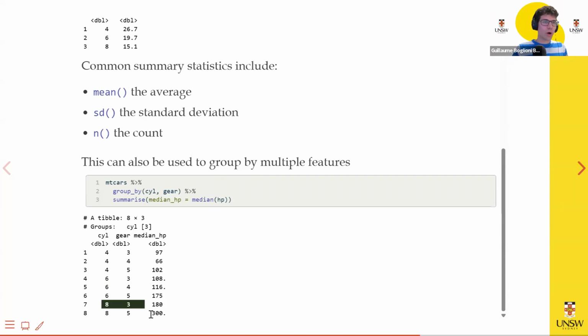And by the way, careful here. Apparently no car has cylinder of 8 and a gear of 4. So you see the category 8 and 4 doesn't exist. Apparently no car has this combination of cylinder and gear.